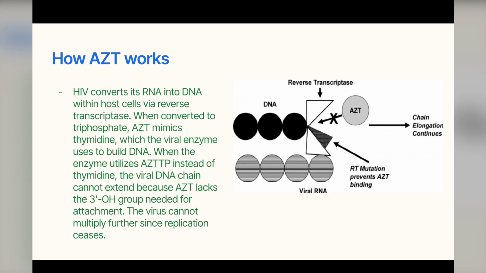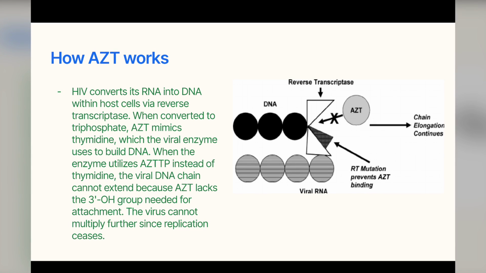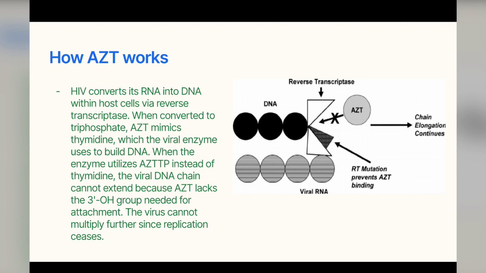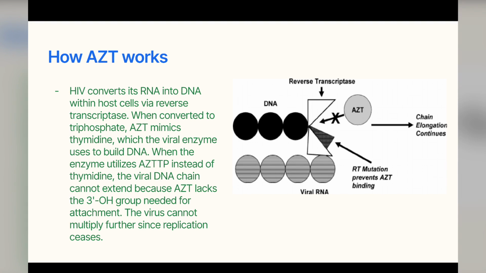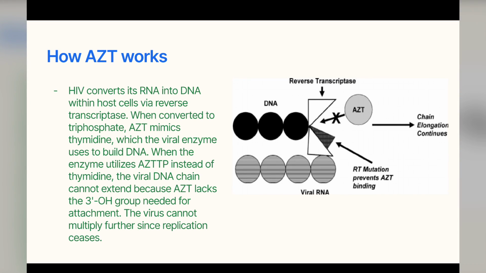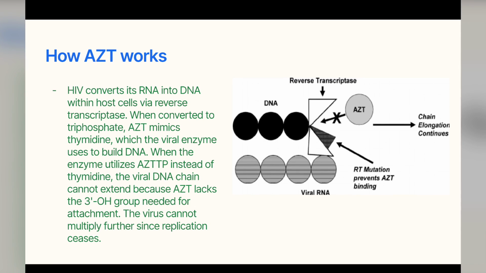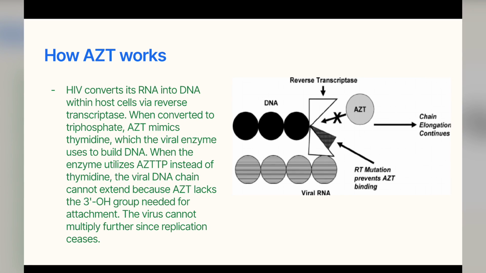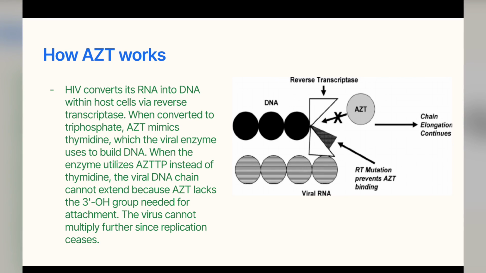Moving on to my next slide, titled How AZT Works. HIV's reverse transcriptase substitutes AZT triphosphate for thymidine during replication. However, once AZT is incorporated, DNA synthesis ceases because it does not contain the 3' hydroxyl group. This early stop, known as chain termination, stops the virus's replication and doesn't allow it to finish its DNA. The diagram I included indicates chain termination with the X.